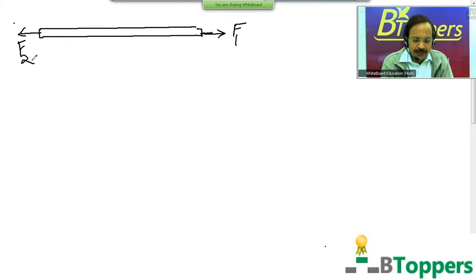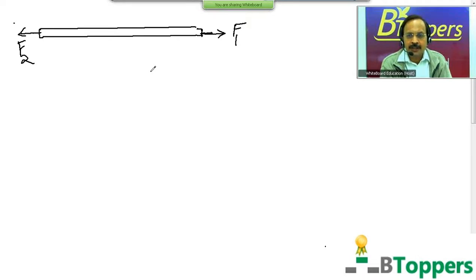Let us consider a uniform rope resting on a smooth horizontal floor. I have not shown the floor on the diagram. We assume that it is resting on a smooth horizontal floor. Let us suppose the rope is pulled with forces of magnitudes F1 and F2 in opposite directions as shown in the figure. So I would like to discuss the calculation of magnitude of tension acting at any cross section of the rope in terms of F1 and F2.